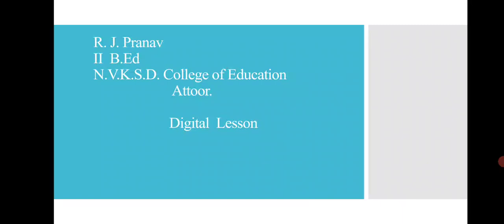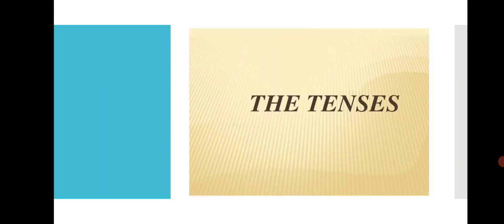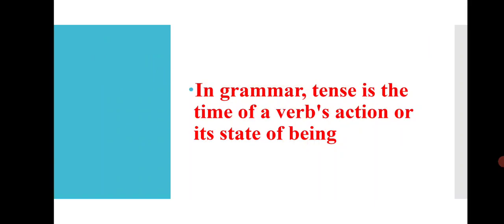Here I present in front of you a digital lesson plan on the topic tenses. In grammar, tense is the time of a verb's action or it's a state of being. So, tenses denotes the time of a happening or the time of an action. Whatever action happens, the time of the action or when the action happens is known as a tense.